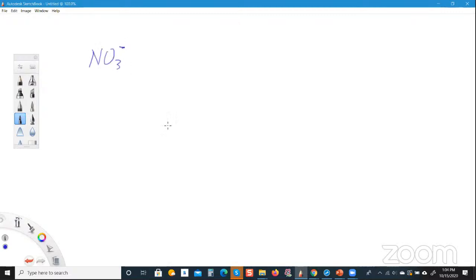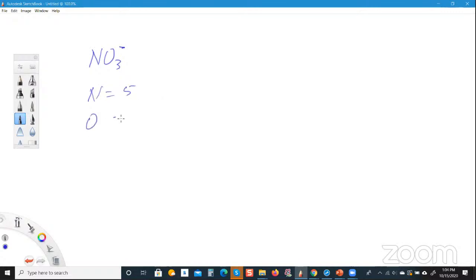The nitrate ion. All right, the nitrate ion. Okay, so let's do this. First step. That is group number 7. Nope, nitrogen. No, that's group number 5. Whoops. Okay.